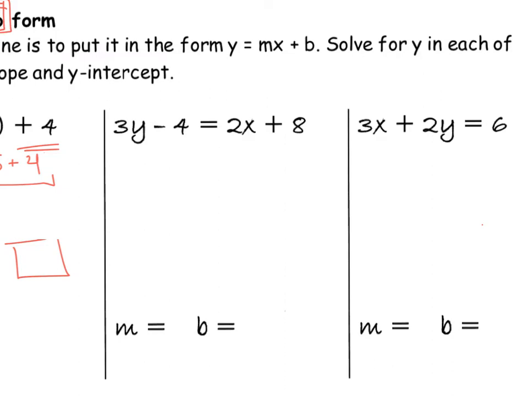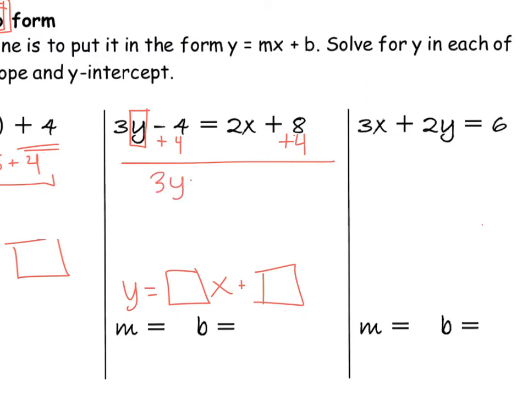In our next example, we have a few more things to move around. Again, my goal is to get y by itself on the left. So I want y equals something x plus something. So I'm going to start by moving the 4 to the right and combining my like terms. I now have 3y equals 2x plus 12. And then to get y by itself, I need to divide everything by 3. So I have y equals on the left by itself now, the 3's cancel. I have 2/3 as my x coefficient, and I have 12 divided by 3 is 4 as my y-intercept.